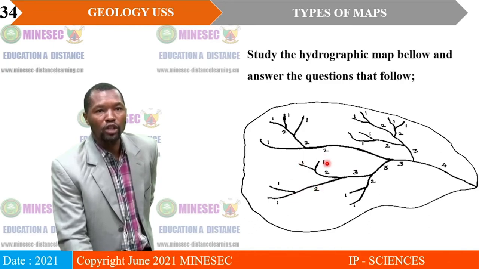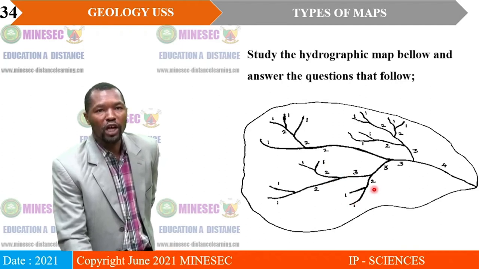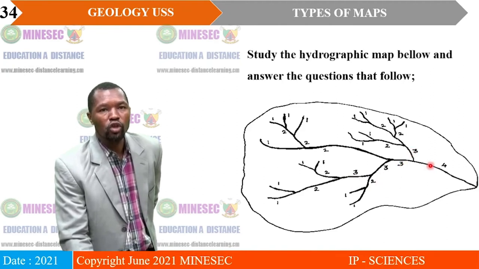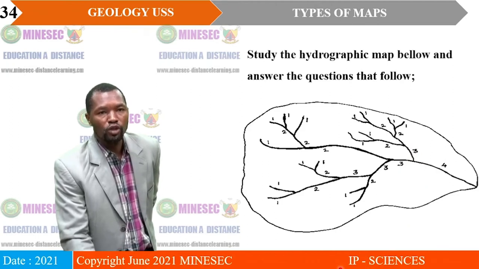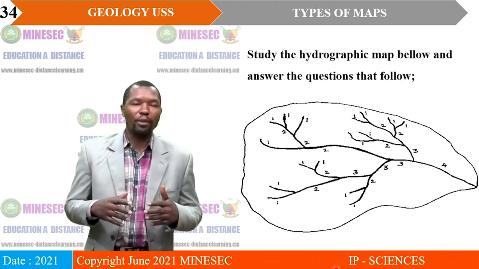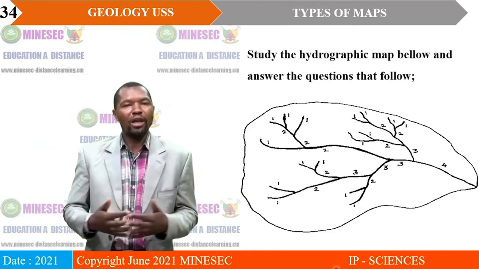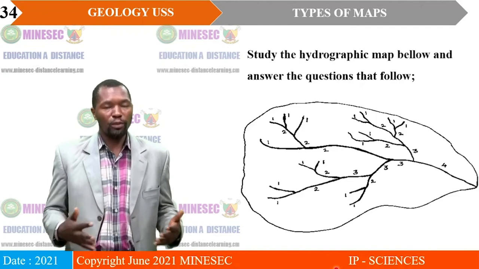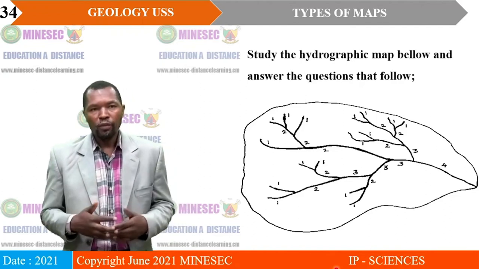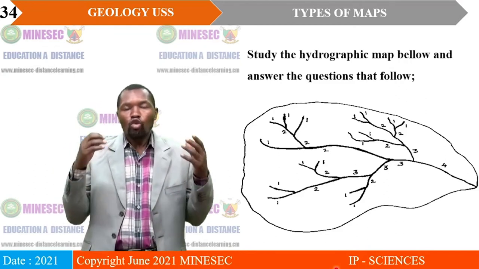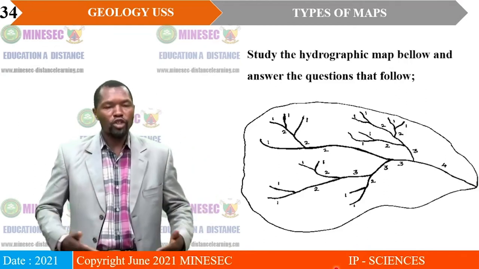Then 1 and 1, 2. And then 2 and 2 will continue to flow as 3. Then 1 and 1 will continue to flow as 2. Then 3 and 2 will continue to flow as 3. And finally, you have 3 and 3 continue to flow as 4. Note should be taken here that in stream ordering, we can determine the source and the mouth of a stream or of a river.